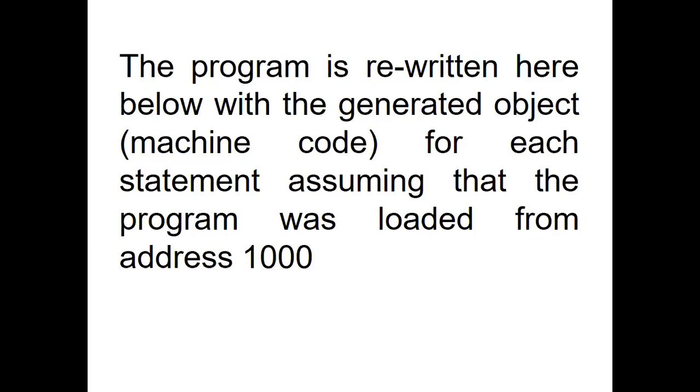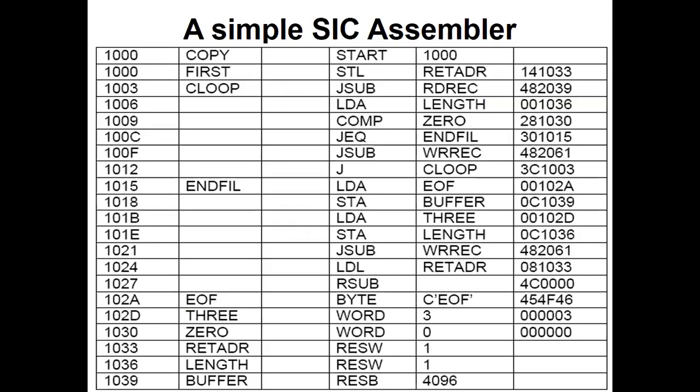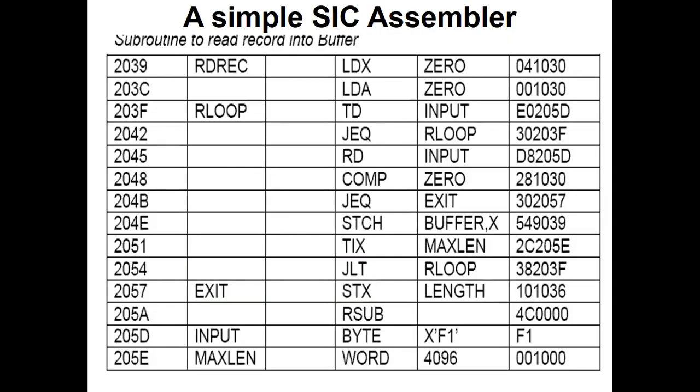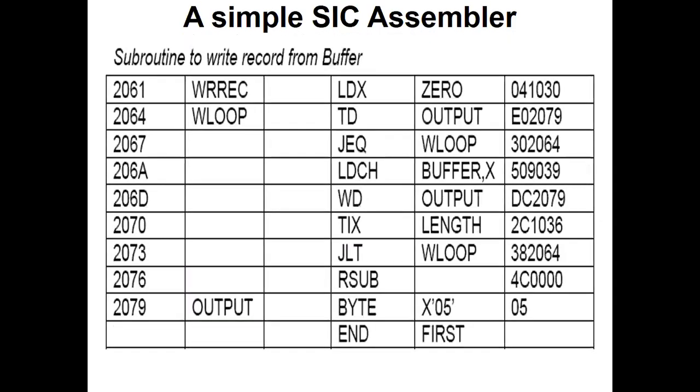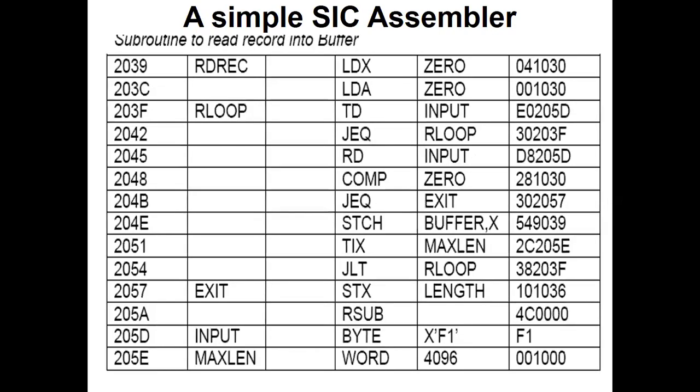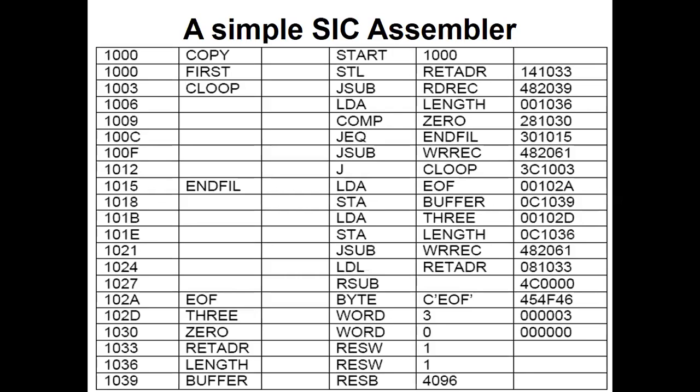And assuming that we begin, like we said, that it is loaded from address 1000. Now that is the same program. That is the main program. Then this is the subroutine RDREC. And then that is the subroutine WRREC. Okay. So it is just the program we have just seen, but we have added there 2 new columns. You can ignore this column, which is blank, but there is the first column.